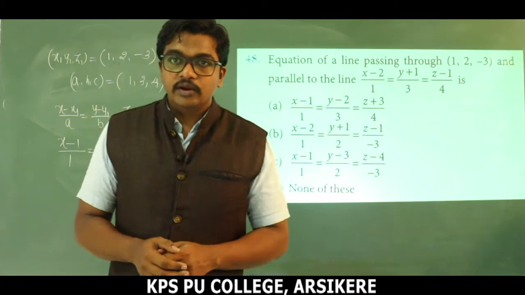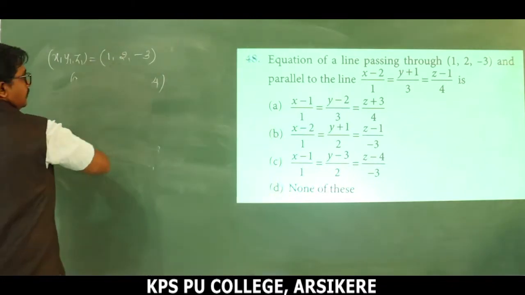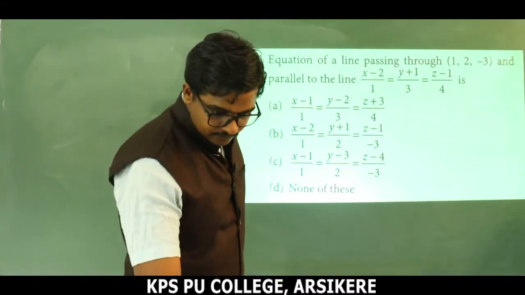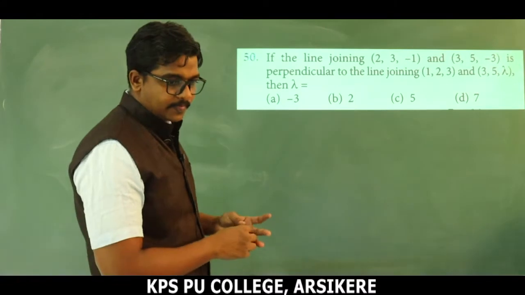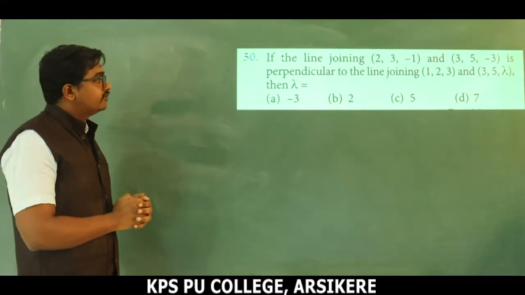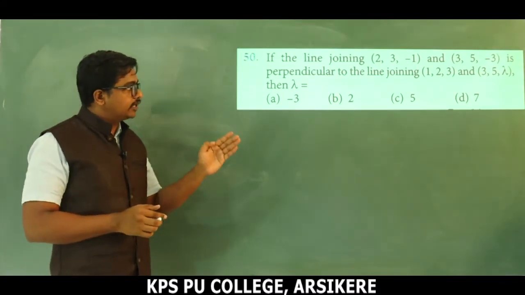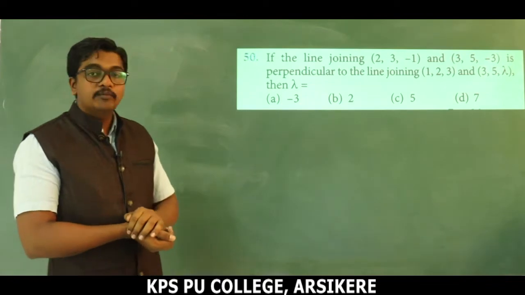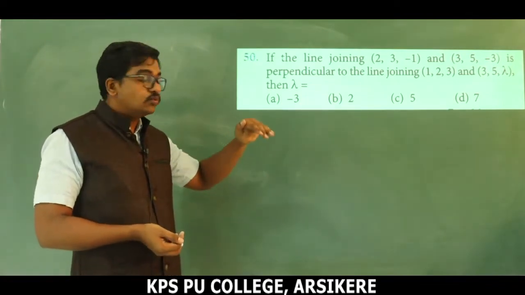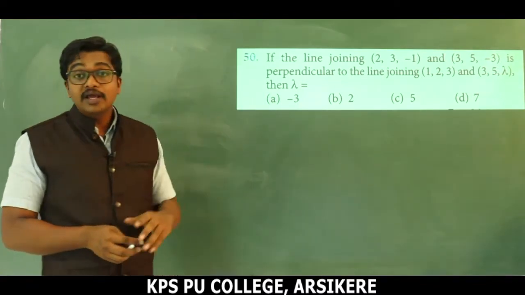Okay. Next we are moving to the next question. Question number 50 in Empty the Fingertips. If the line joining the points 2, 3, minus 1 and 3, 5, minus 3 is perpendicular to the line joining the points 1, 2, 3 and 3, 5, lambda, then lambda is equal to.